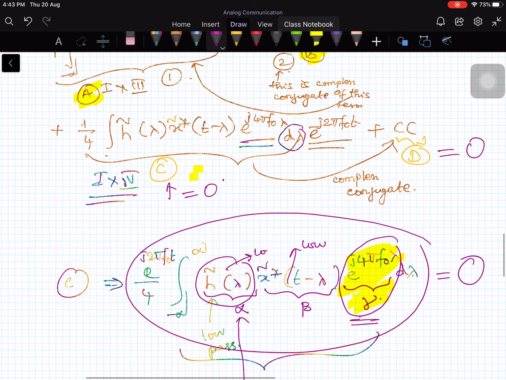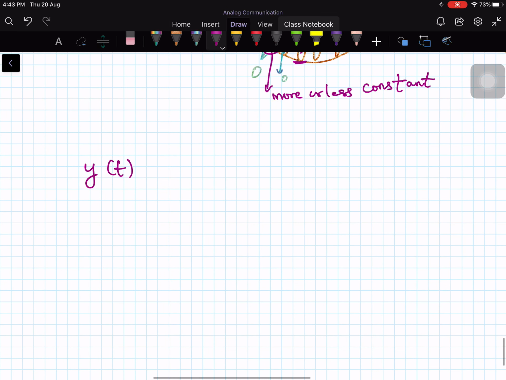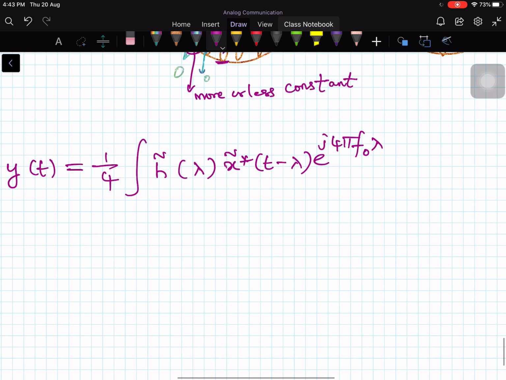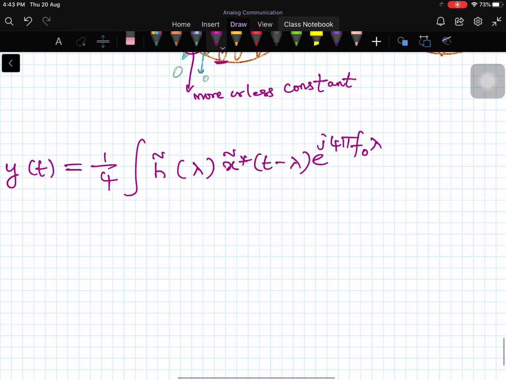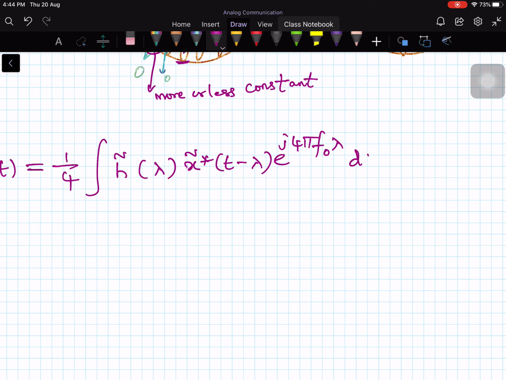So let me write down this A and B term here. Your y of t is equal to 1/4 integral of h tilde of lambda times x tilde complex conjugate of t minus lambda e to the j 4 pi f naught lambda d lambda plus complex conjugate, and this is the complex conjugate of this term.